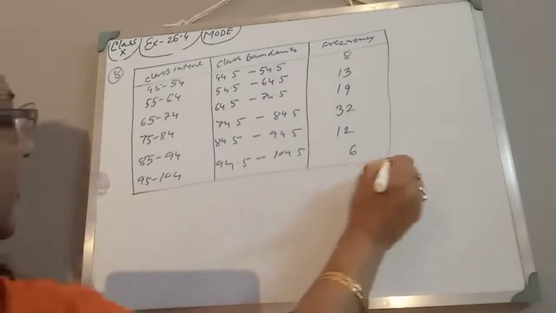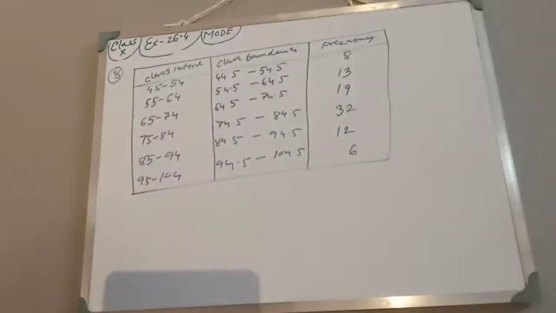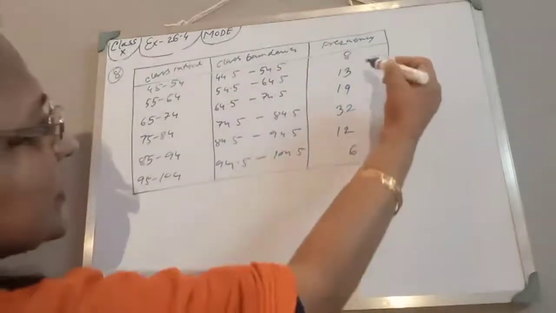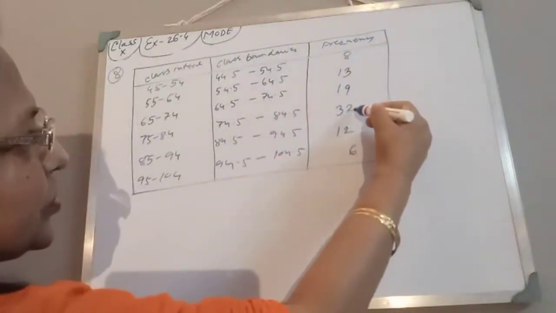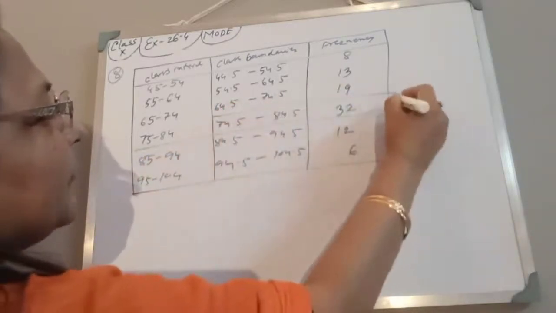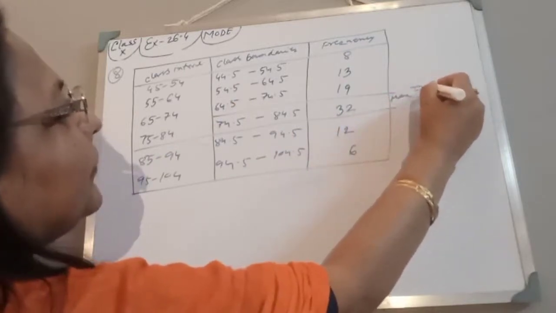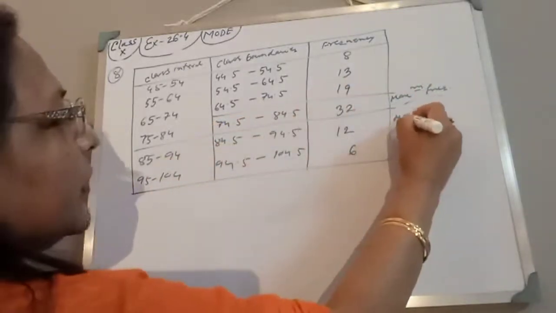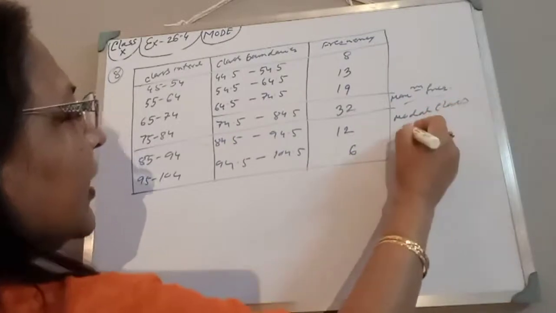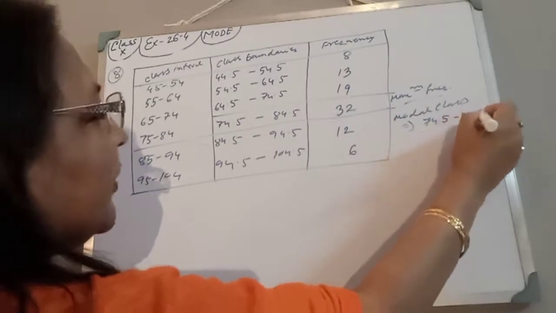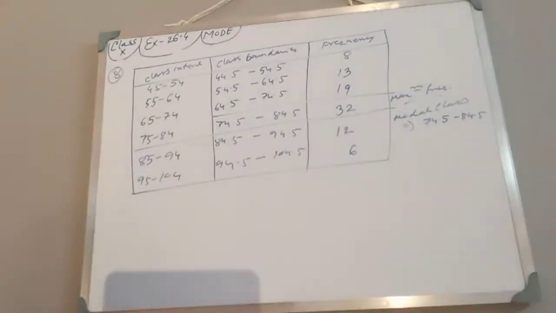Okay. Now all the class lengths are the same, and the upper limit and the next lower limit are also the same. Now, what is the maximum frequency here? 32 is the maximum frequency, in this class. So what is the modal class then? 74.5 to 84.5. Modal class is 74.5 to 84.5. Don't take the 74 one. Okay. Now, what is L?